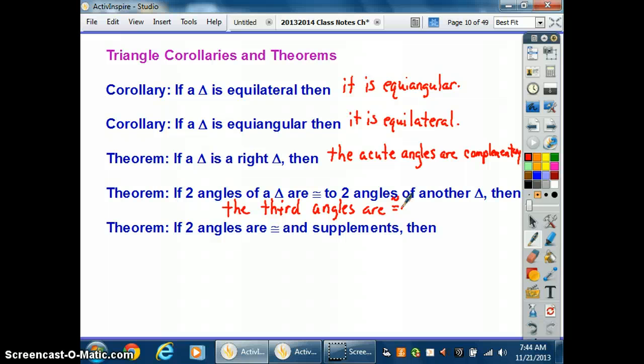Now also, if we have 2 angles and they're congruent and they happen to be supplementary, I mean they're supplements to each other, well, we know that they have to be 90, right? If they're both congruent, 90 and 90 will give me this supplementary angle of 180. Okay, so if 2 angles are congruent and supplements, then we know they're 90 degrees.